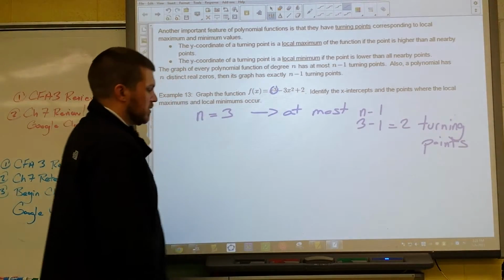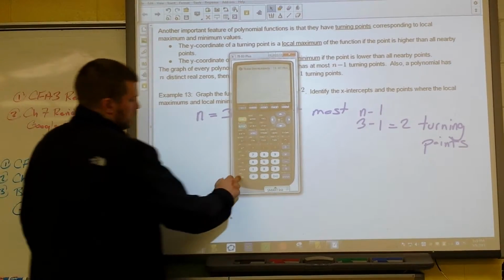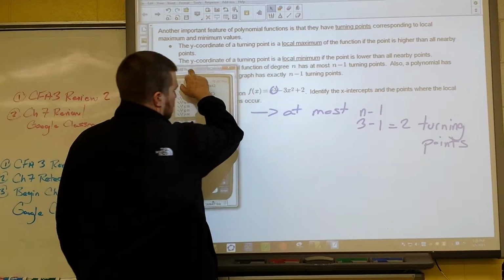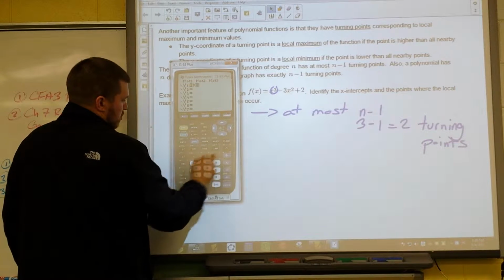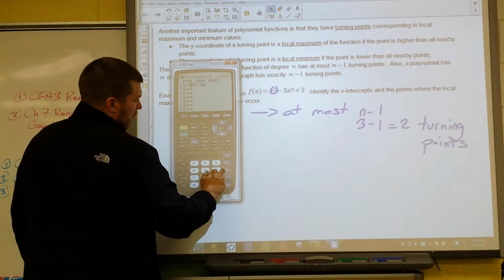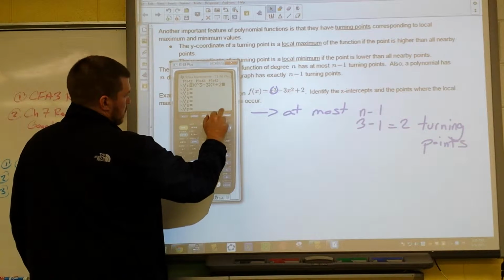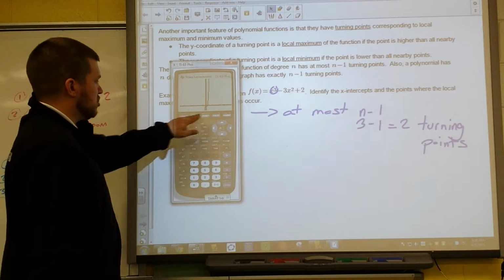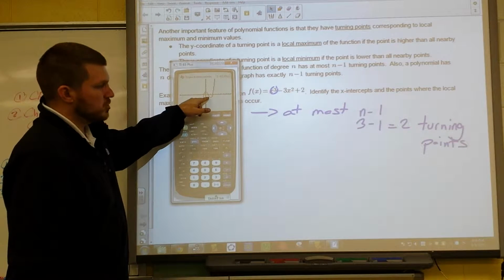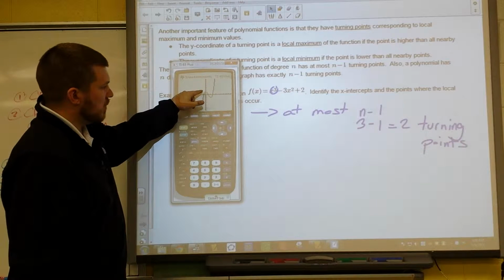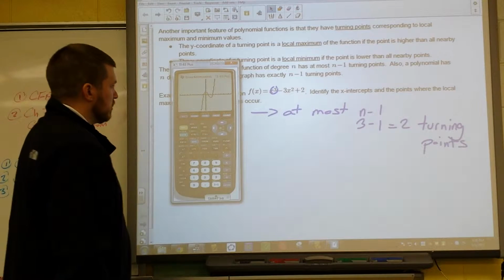Okay, so now let's actually graph this thing. So y equals, I'm just going to put this in y1. So I have x cubed minus 3x squared plus 2. Graph it. I'm going to zoom 6 so I'm starting a new picture. And I can see 1, 2 turning points. I start going up, but then it falls down, and I go up again. So there's 2 turning points.